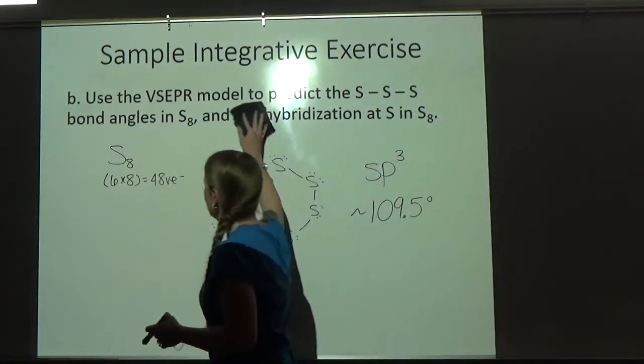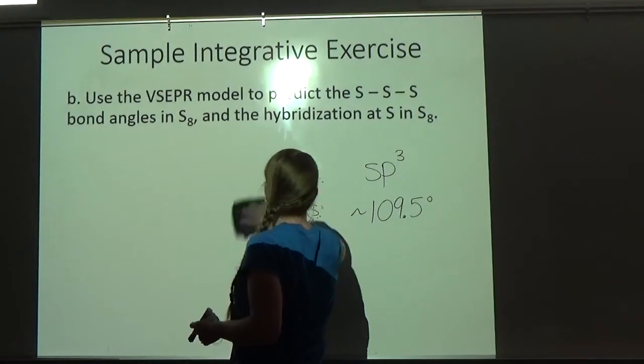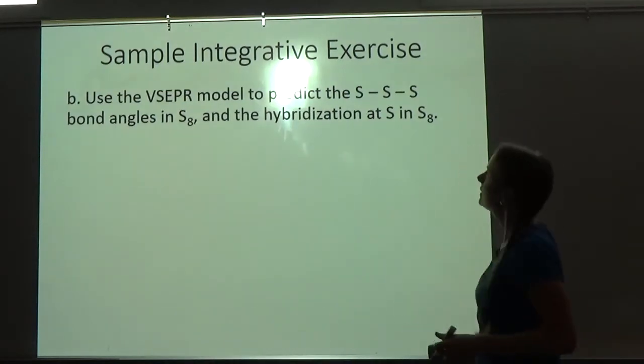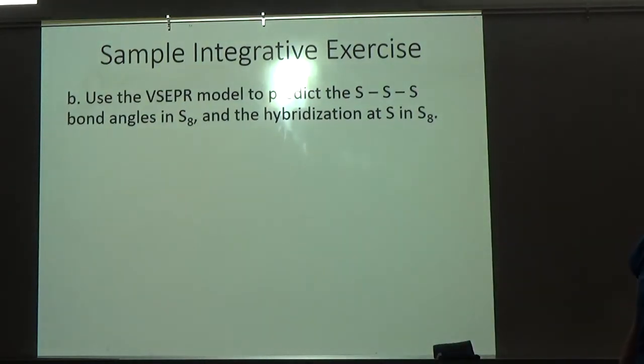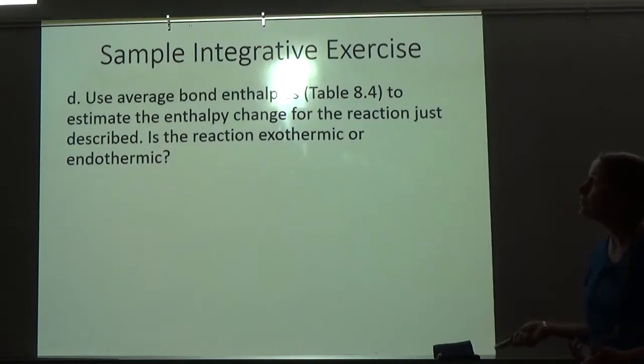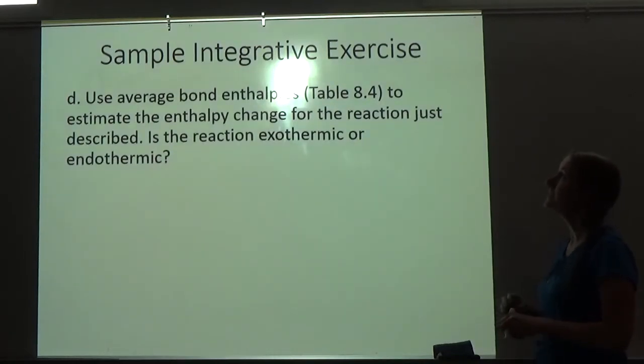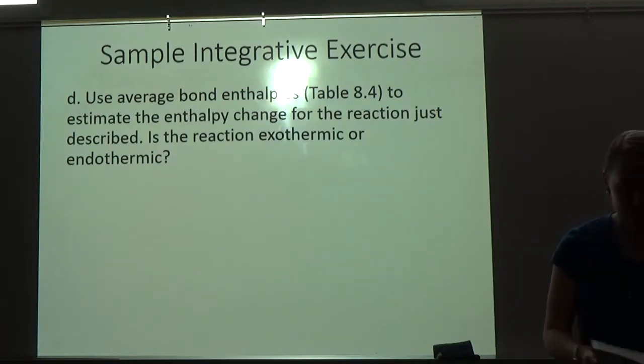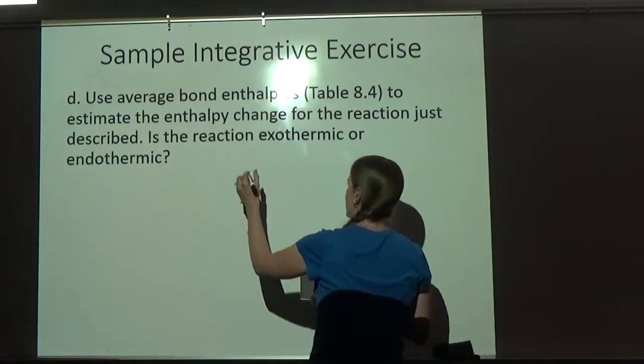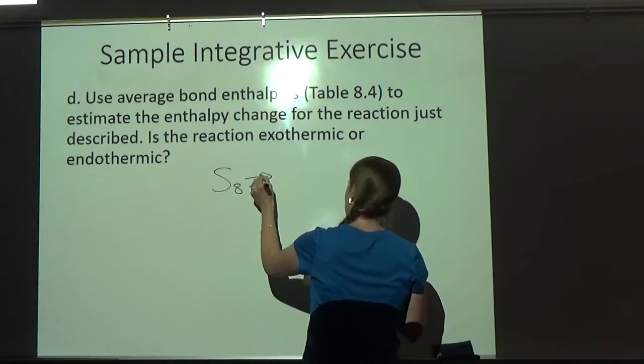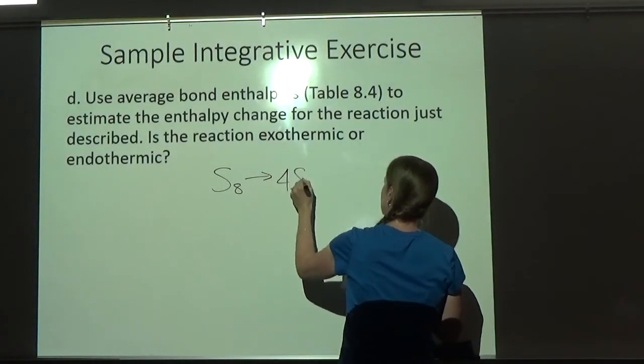Alright, so let's move on. I think there's just one more part. This sample integrative exercise wasn't too bad. Alright, so it says using the average bond enthalpies in table 8.4 to estimate the enthalpy change for the reaction just described, is the reaction exothermic or endothermic? All right, so instead of me clicking back, let me just write what the reaction was. So it's S8 yields 4 S2.